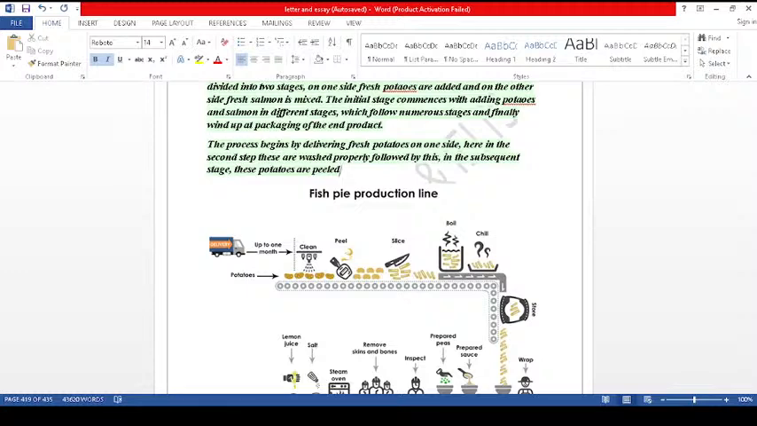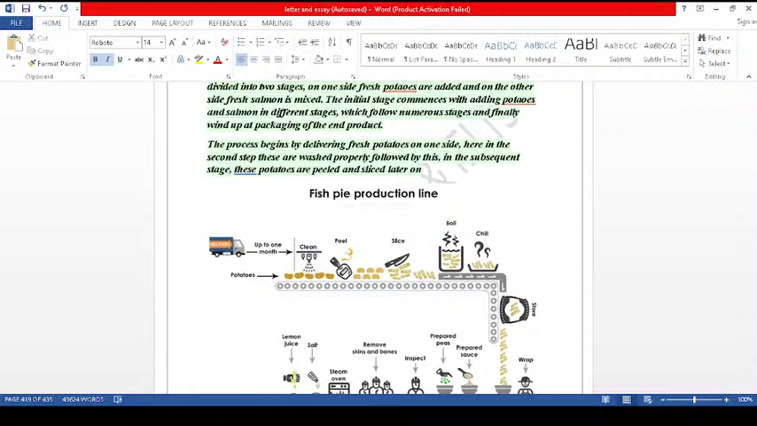You must be having the good knowledge of the passive voice. The process begins by delivering fresh potatoes on one side. Here in the second step, these are washed properly, followed by this. In the subsequent stage, these potatoes are peeled and sliced later on. No need to say slices, sorry, sliced later on.